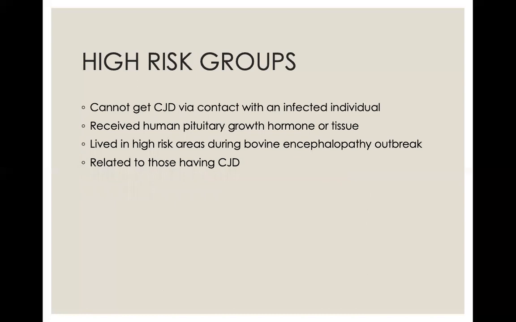High-risk groups, as stated prior, you cannot get CJD from contact with another infected individual. Those with family members suffering from the sporadic classification of CJD do not have a higher risk of developing the disease. High-risk individuals, however, are those who may have received human pituitary growth hormone or NS tissue transplants. As well, individuals who have lived in England during the bovine spongiform encephalopathy outbreak from 1985 to 1993, and those who are related to CJD patients have a higher risk of developing the disease.